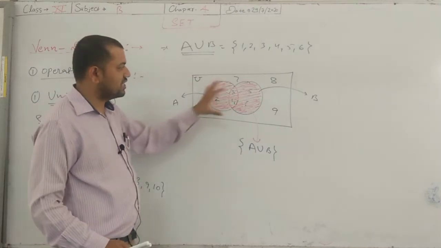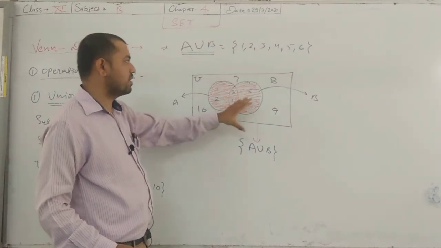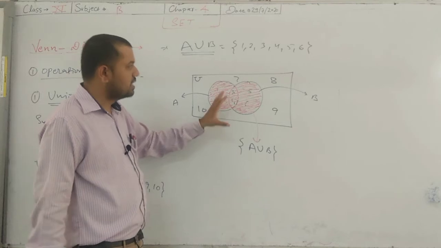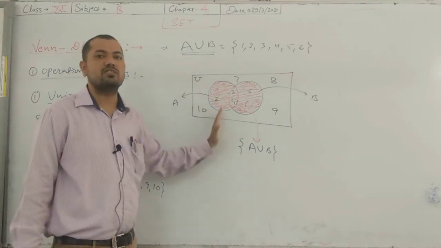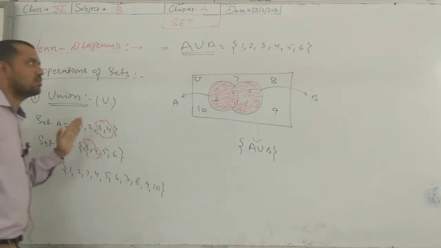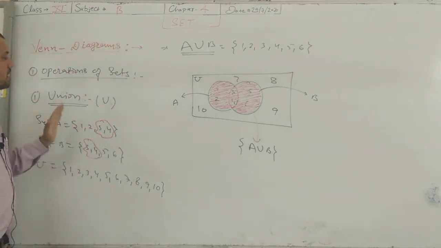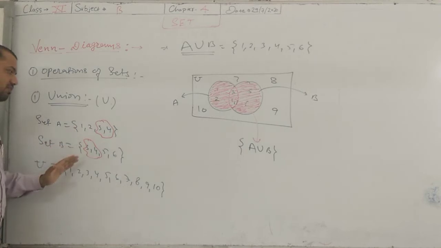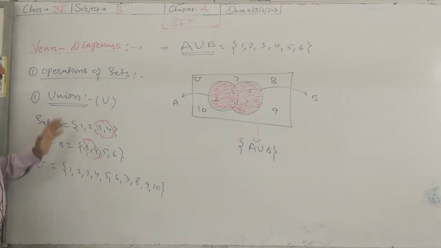For the union, we shade all the elements 1, 2, 3, 4, 5, 6 represented by the two given sets. Shading these elements is called the union. Union means the combination of all the elements. Repetitions of elements are not allowed; we avoid repetition and write the same element only once. That's called a union. That is the first operation of sets.